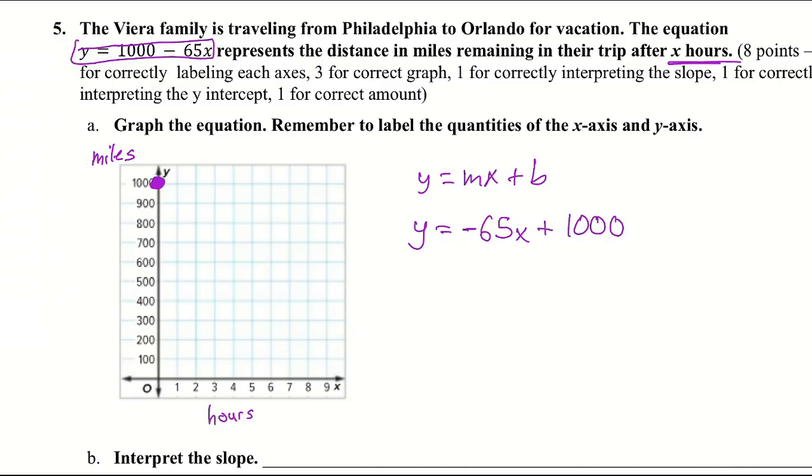The slope that we need to use needs to be made into a fraction. That tells me my rise and my run. My rise is actually a fall. So I'm going to go down 65 and then right 1.